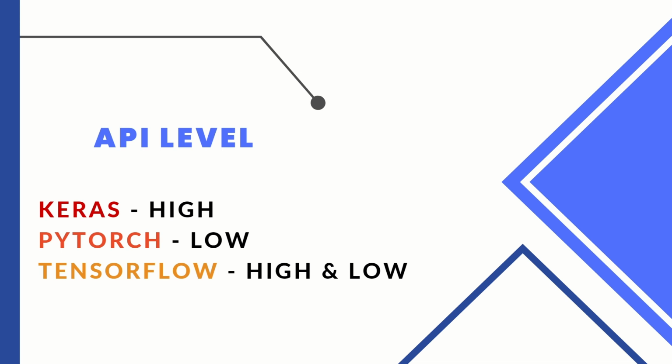So PyTorch has a low API level, which basically means that it is much more detailed and specific and has a low level of abstraction. So it allows finer control over application functions, which also kind of makes it a bit more complicated to use. And TensorFlow has both high and low API level.